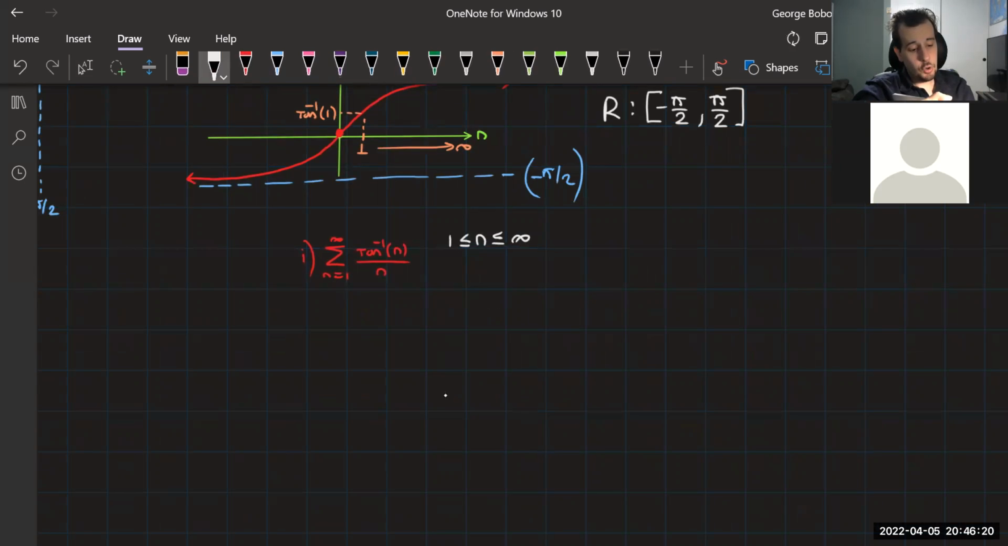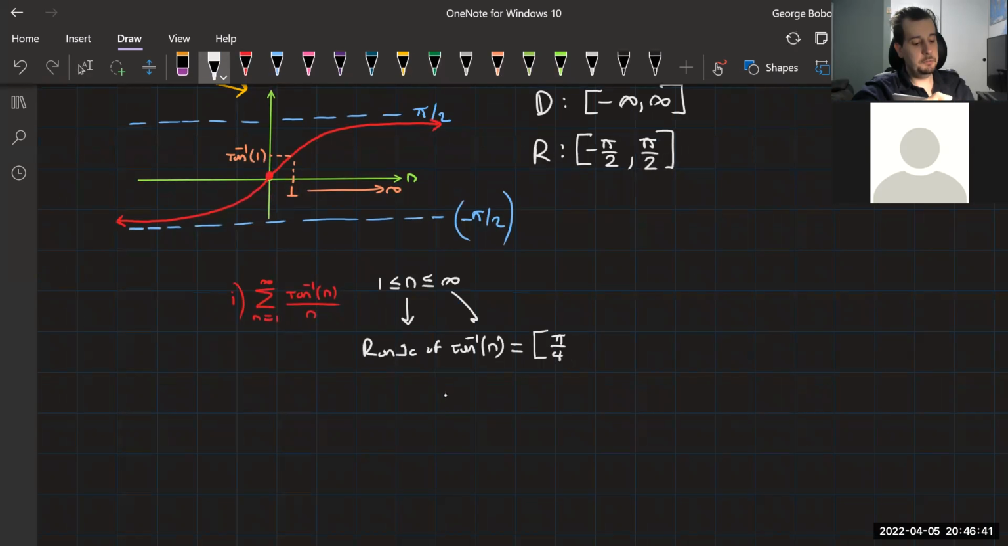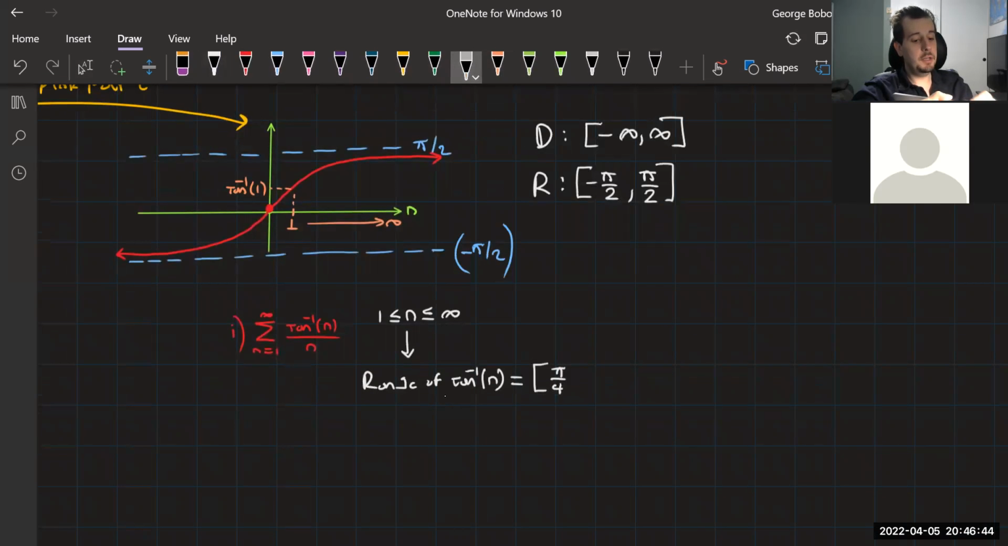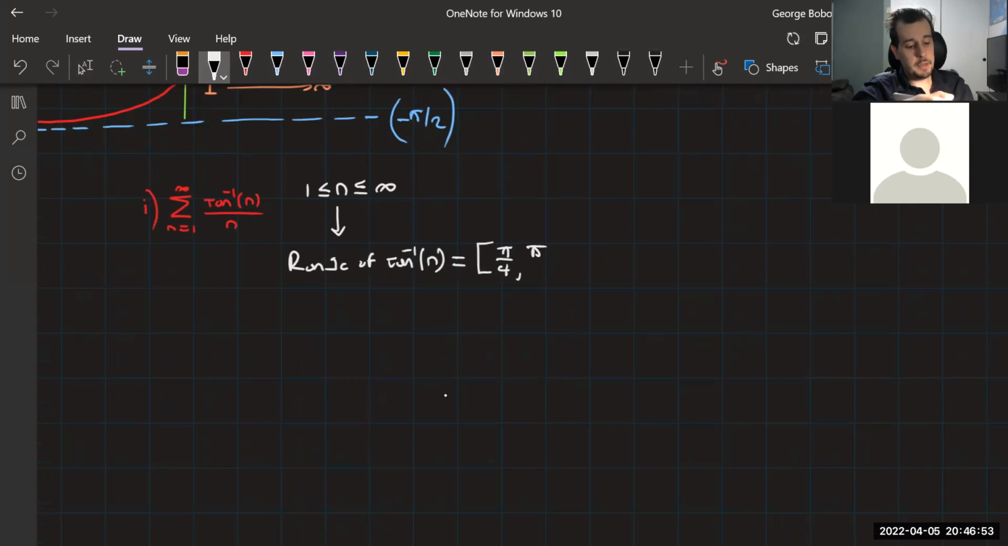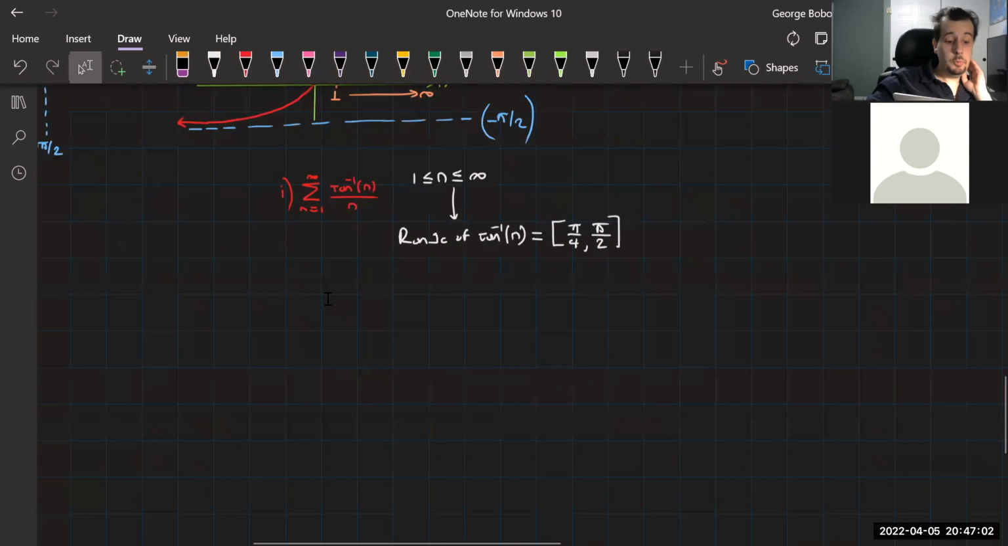Okay. So the range of tan inverse n starts at pi over 4. And again, if you plug in infinity, where are we at infinity again? If I go all the way out here, pi over 2. Exactly. Those are the values that the tan inverse can touch. All right. We got what we needed.